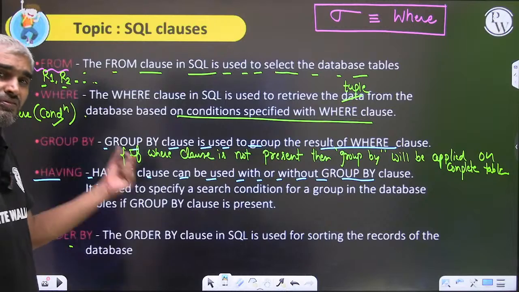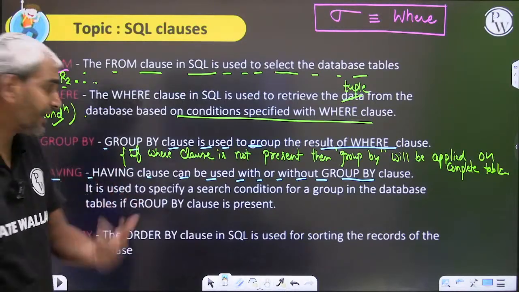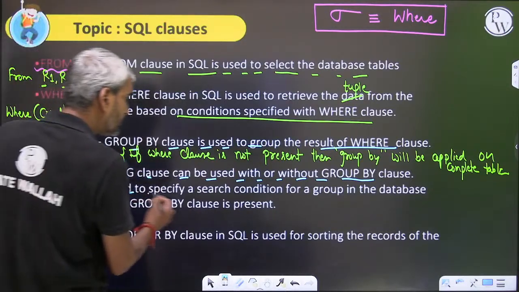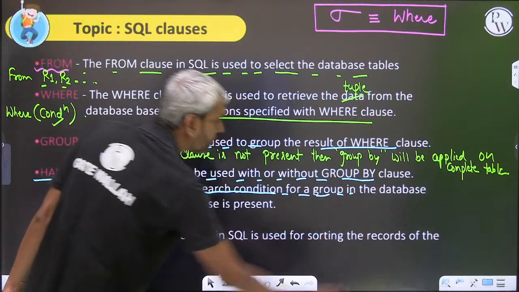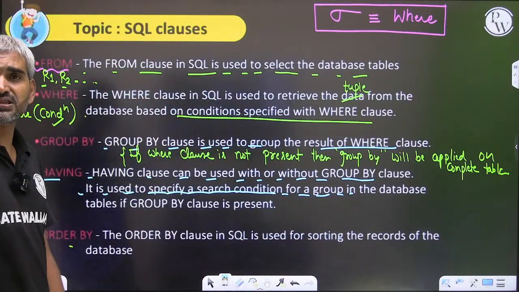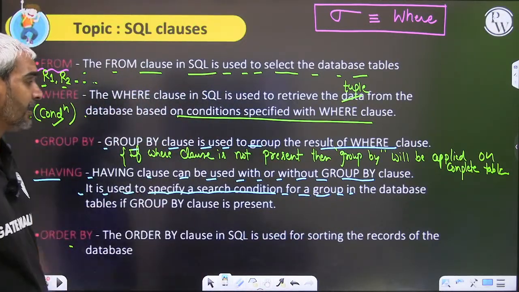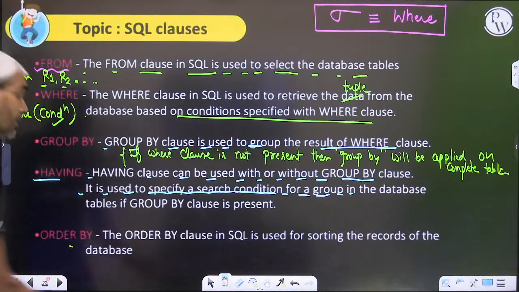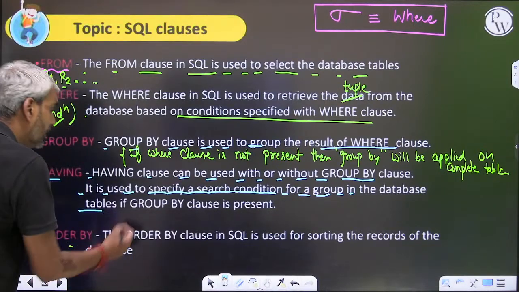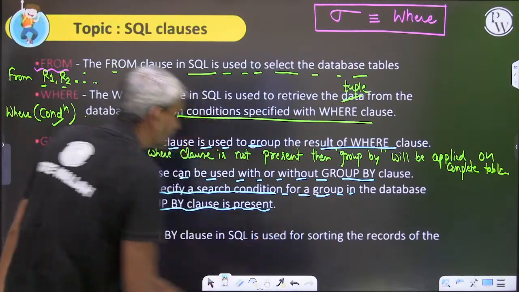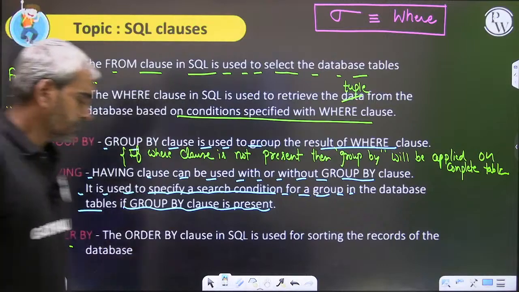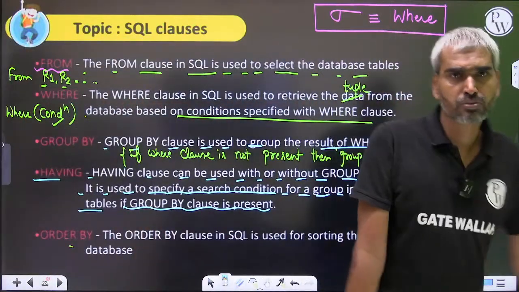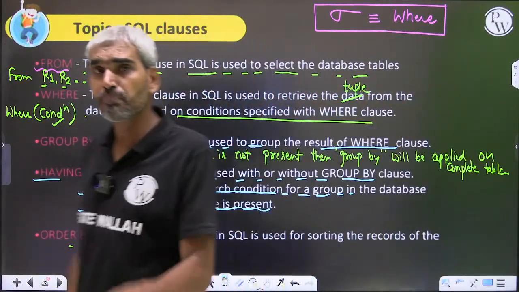What happens if the having condition is used with the group by clause? It is used to specify a search condition for a group in the database table if the group by clause is present. So we will check whether this group should be selected or not if the group by clause is present.